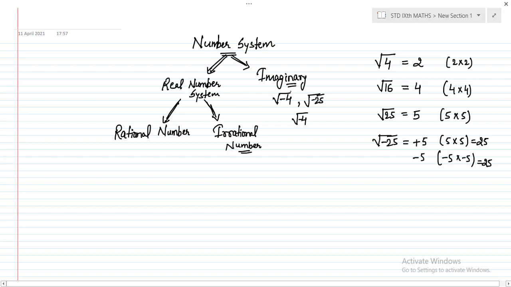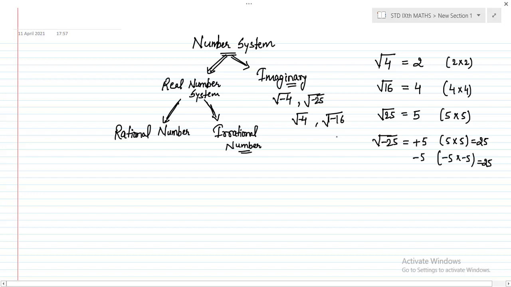Here we cannot determine the value of root under minus 25. Similarly, we cannot determine the value of root under minus 16. We cannot say plus 4, because 4 fours are 16. Similarly, we cannot say minus 4, because minus 4 multiplied by minus 4 gives 16 again, not minus 16. So these are a few examples of imaginary numbers.